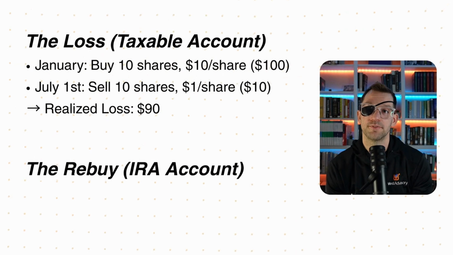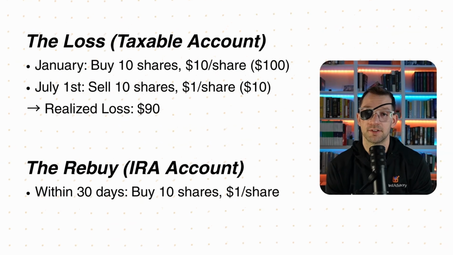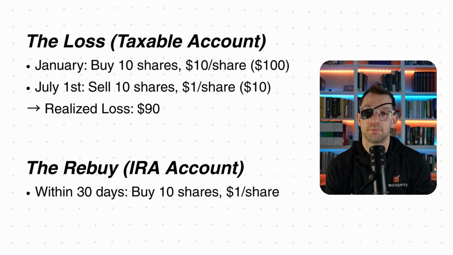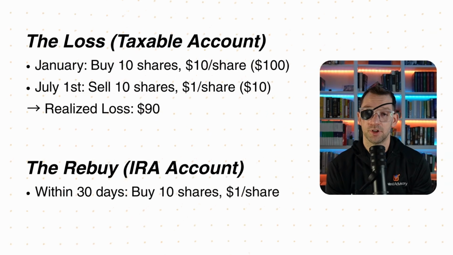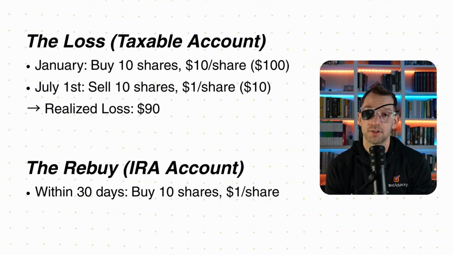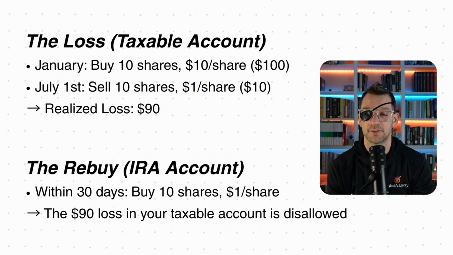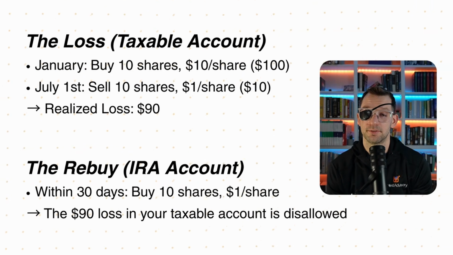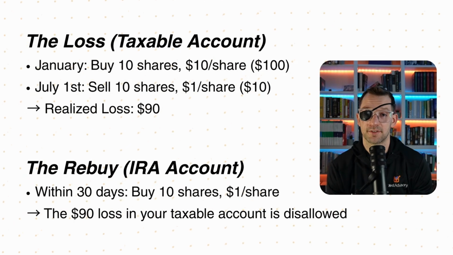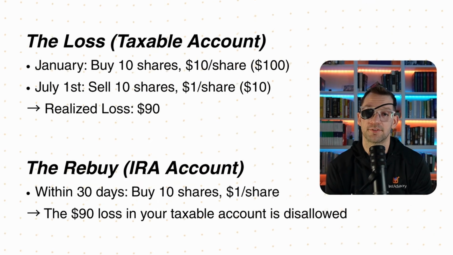Great. Well, what if you turn around either that day or within 30 days in your IRA and you purchase 10 shares again at $1 a share? Okay. Well, now you are going to disallow the losses on 10 shares. And just like we explained, those losses are going to be applied to the losses. In this case, there's only one tax loss, so it actually doesn't really matter. It's going to be applied to the losses on the shares in January.